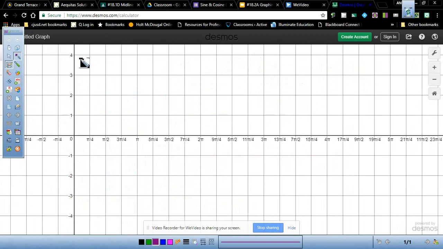Let's look at a different equation. Let's look at y equals cosine of 1/2 theta plus 1. The first thing I identify again is my a value. So my a value in this situation is 1. That means my amplitude will be 1. So I will go 1 above my midline and 1 below my midline.